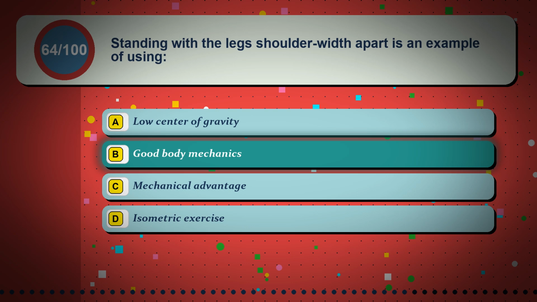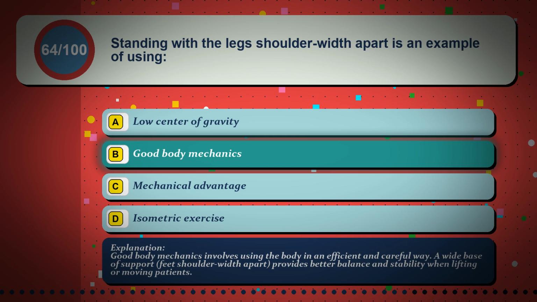The correct answer is option B. Good body mechanics. Good body mechanics involves using the body in an efficient and careful way. A wide base of support, feet shoulder-width apart, provides better balance and stability when lifting or moving patients.